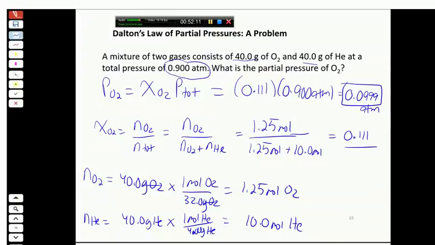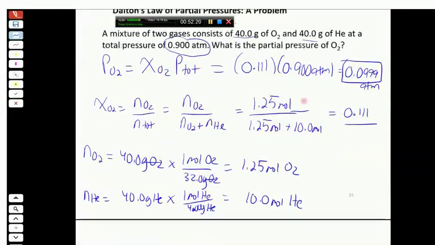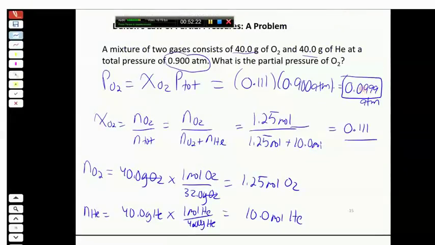Now to get the partial pressure of helium, we would just subtract this number from the total pressure, 0.9. Or alternatively, just do this calculation again for helium. So the sum of the 2 pressures has to equal 0.9. If we know the first one, we can just subtract it from that to get the second one. So that's not asked here, but that's how we would do that. All right, so any questions on that application of Dalton's Law?